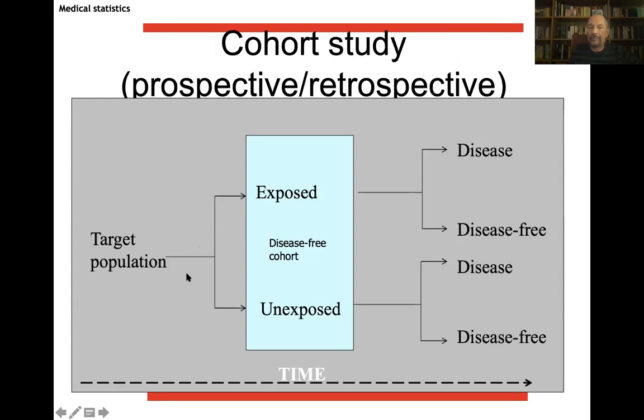A cohort study can be prospective but can also be retrospective, so you only take the old data and then you do the cohort study. You look at the exposed and unexposed, and then you look at disease or disease-free. Cohort studies are generally used in ecology. Say that you want to see whether a certain petrol is carcinogenic: you take the population exposed, those that are unexposed, and then you look at disease or disease-free.